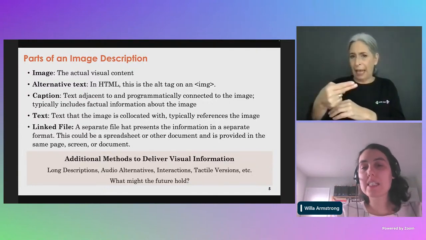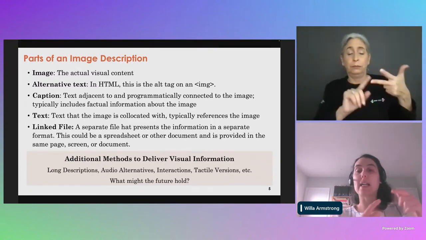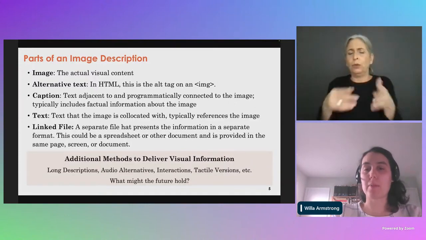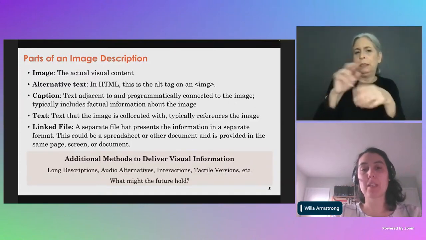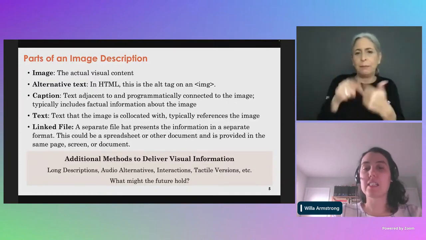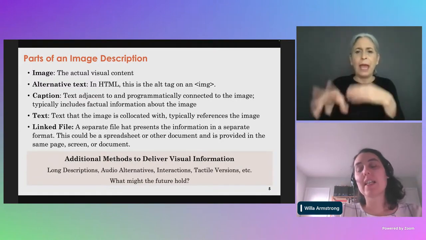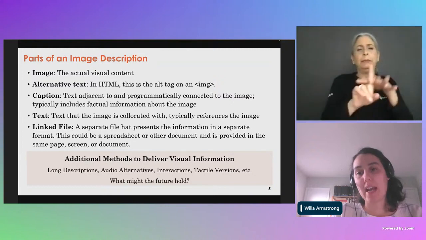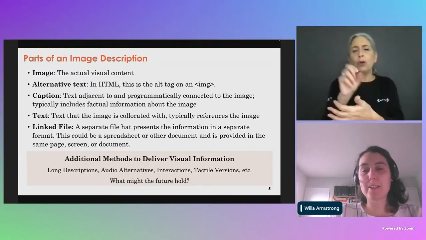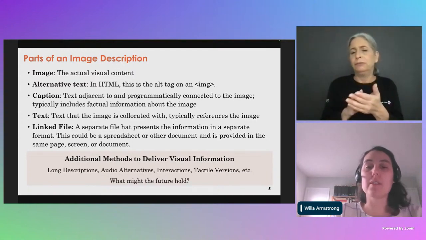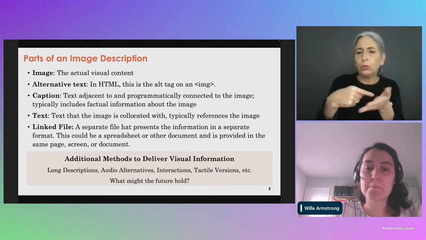Caption: text that's adjacent to and programmatically connected to an image that typically includes factual information about the image. Text: text that the image is co-located with, that is, text that appears on the same web page, app, screen, or document as the image. And this text typically references the image and provides additional information and details.